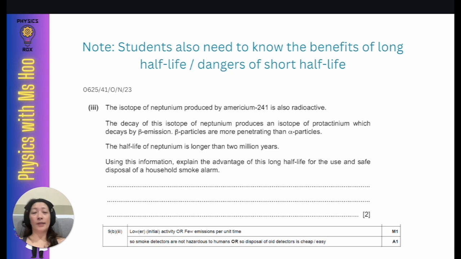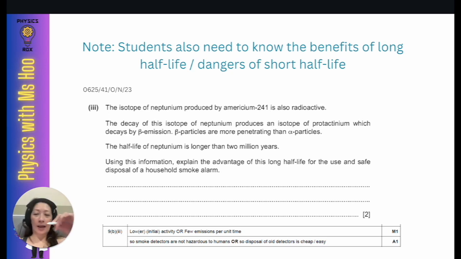So for example, if we take a look at this question, this was taken from paper 4 variant 1 of the winter 2023 paper. And you can see in this question, you need to explain the advantage of the long half-life for the use and safe disposal of a household smoke alarm. What you need to be aware of is that when a radioactive material has a long half-life, that means that it takes a longer time for the radioactivity to drop to become almost zero.